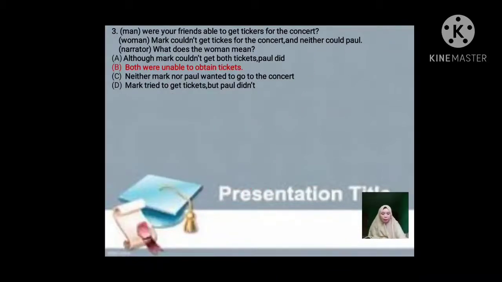Number 3. Man, were you able to get tickets for the concert? Woman, Mark couldn't get tickets for the concert and neither could Paul. Narrator, what does the woman mean? A. Although Mark couldn't get both tickets, Paul did. B. Both were unable to obtain tickets. C. Neither Mark nor Paul wanted to go to the concert. D. Mark tried to get tickets but Paul didn't.